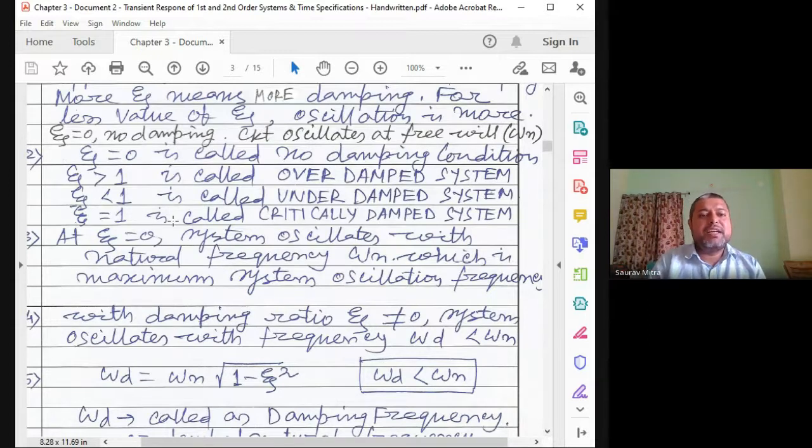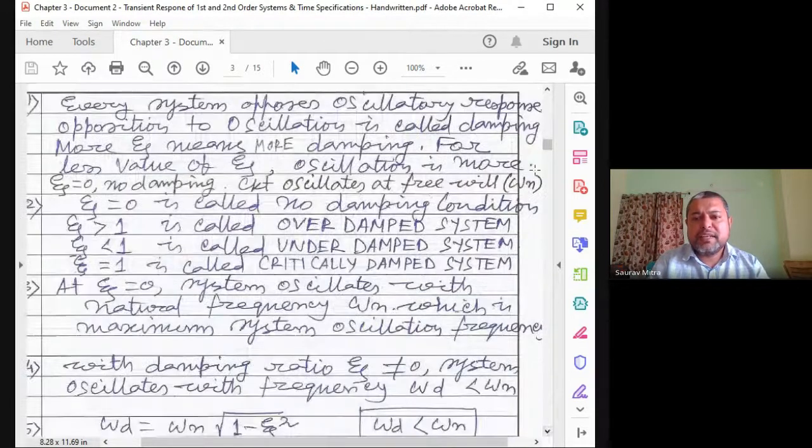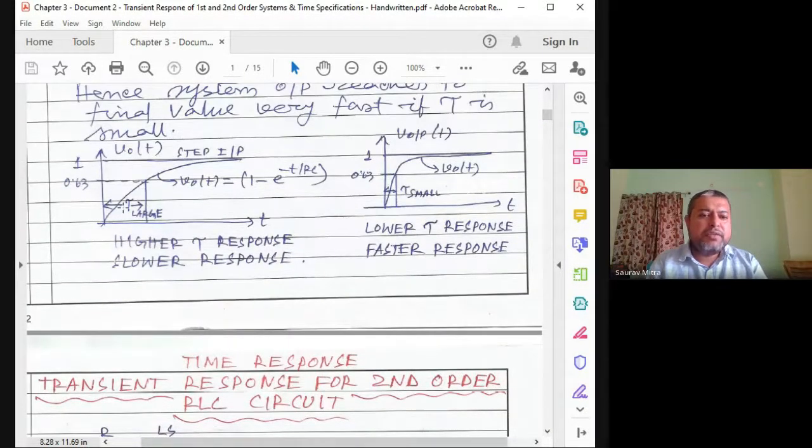And the fourth case is zeta greater than 1. Whatever I have given in the second, this is the fourth case. So keep R value very high. So make zeta equal to 2, 3, 4 likewise. In that case also you will find that the output is increasing like this. So I will just show you the difference from critical damping. This is the zeta greater than 1 response.